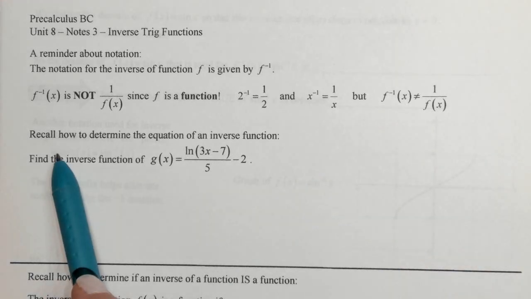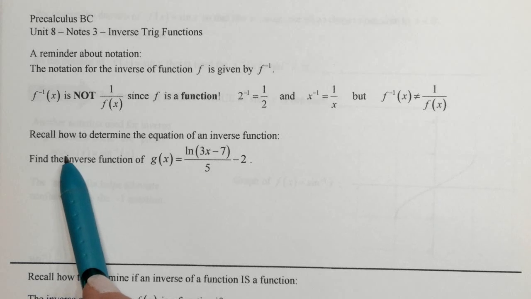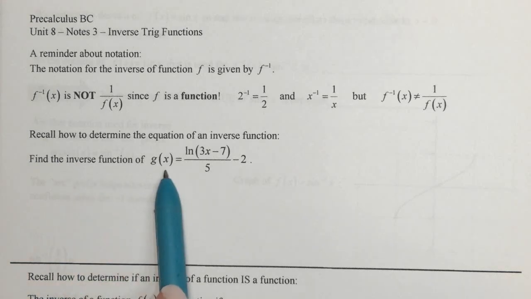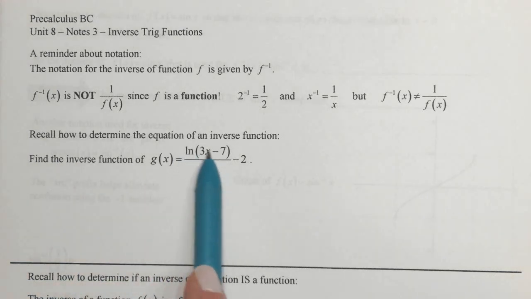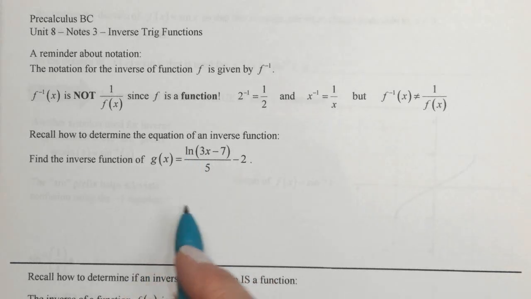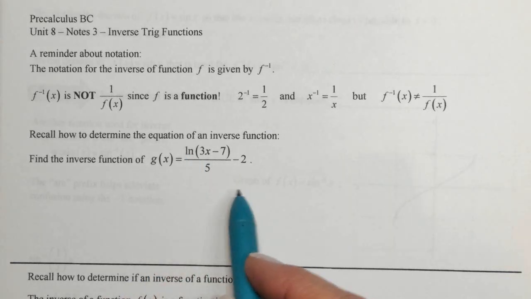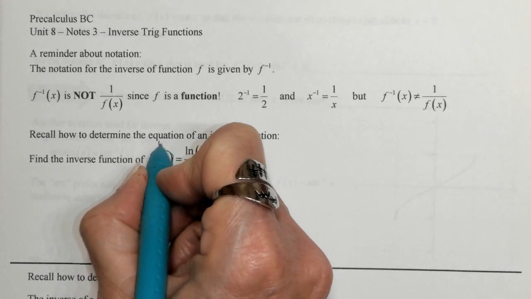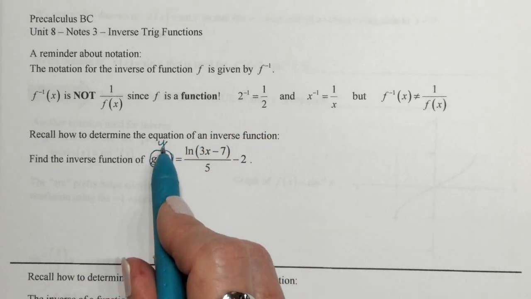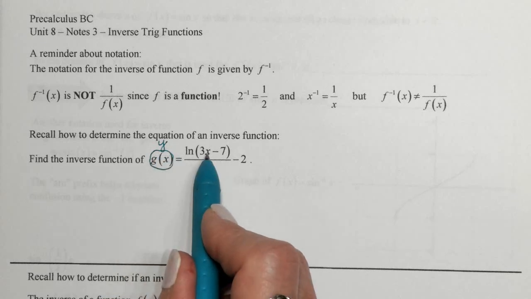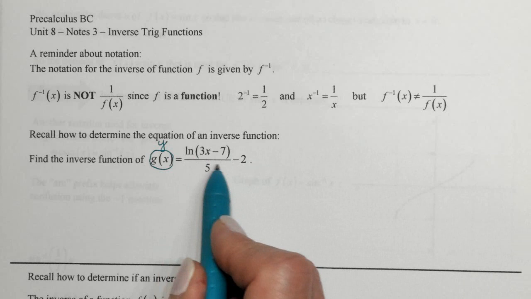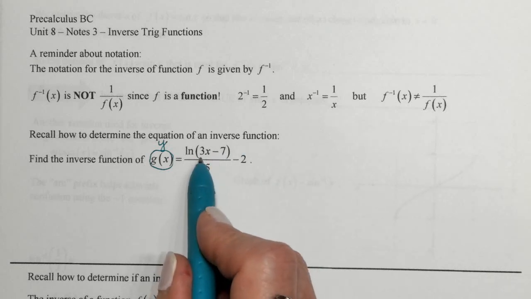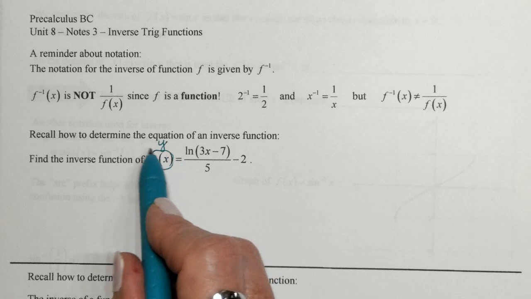Now let's recall the process to determine the equation of an inverse function. Let's find the inverse of this function. To find the inverse of a function, we switch the x's and the y's, and we solve for the new y. So g of x, that's our y. I'm going to replace the y with an x, and I'm going to replace the x with a y. If there were more x's over here, I would replace every x with a y. There should only be one y if this is a function.